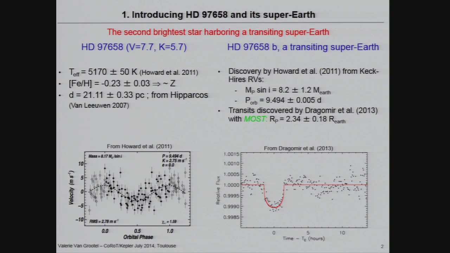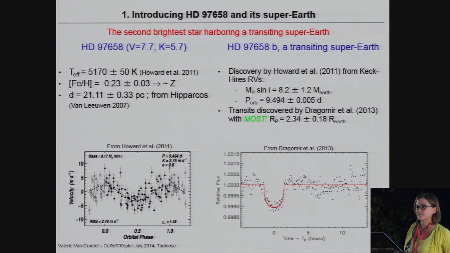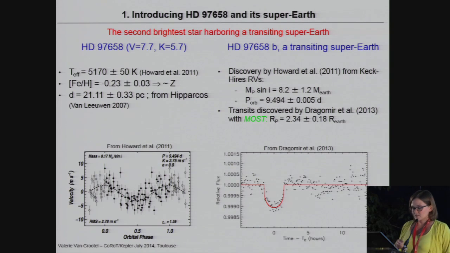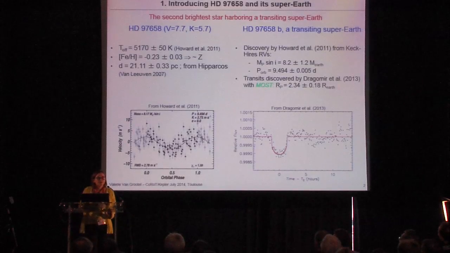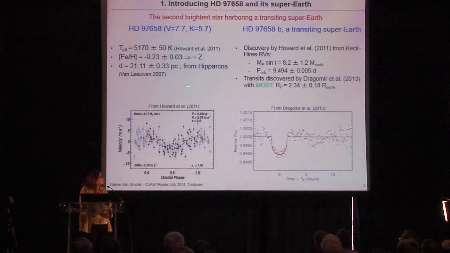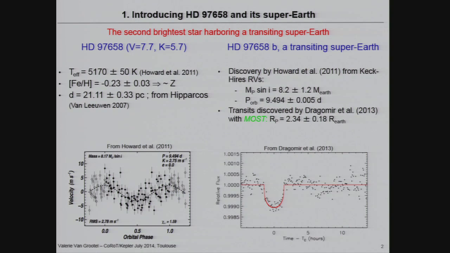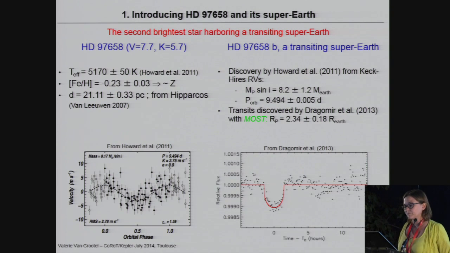So HD 97658 is the second brightest star harboring a transiting super-Earth. So it's very important to characterize the exoplanet and especially its atmosphere. The brightness of the star is an important parameter. It's a K1 star with an effective temperature slightly higher than 5,000 K. It's underabundant in iron, and I have no other metal abundance, so I assume the same for the metallicity of the star. And we also know the distance of the star from Hipparcos.